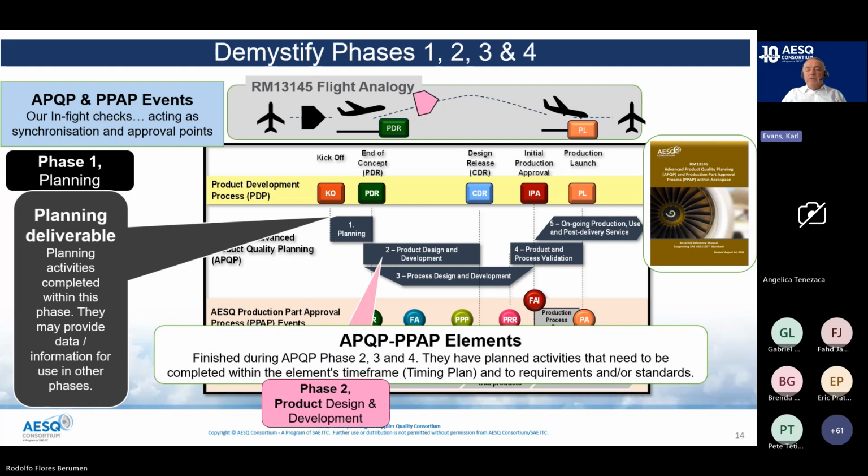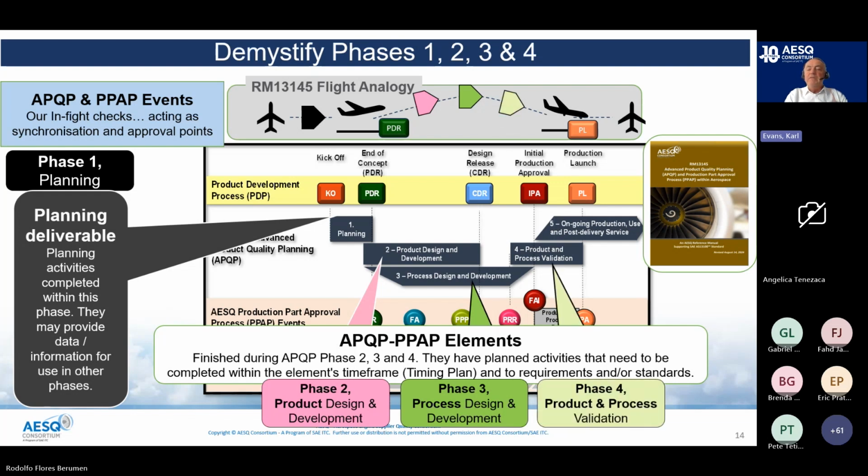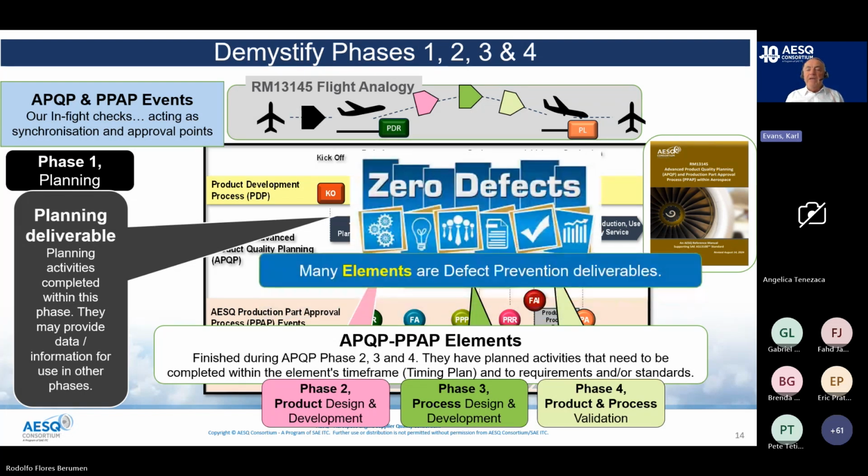The main bit we want to talk to today is this subject called APQP and PPAP elements, and that's what we're going to focus you on. There's some under the banner of phase 2, which is the product design. If you could reveal the next couple, please. There is another set of elements which sit under process design development, and then finally the product and process validation elements.